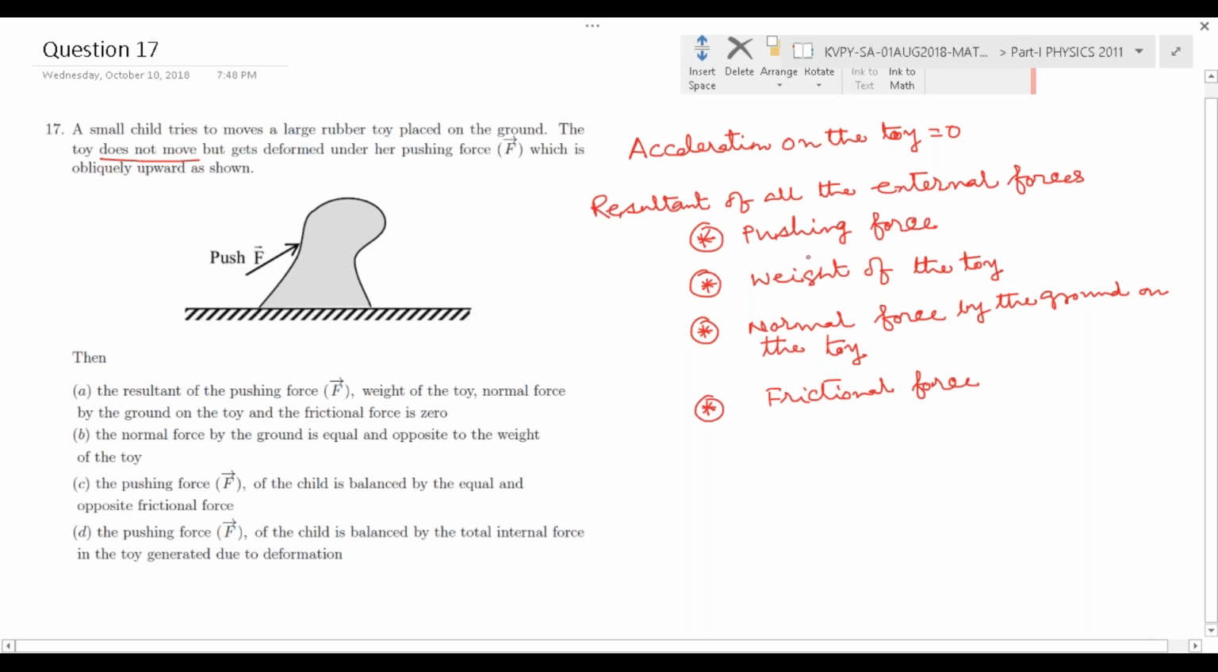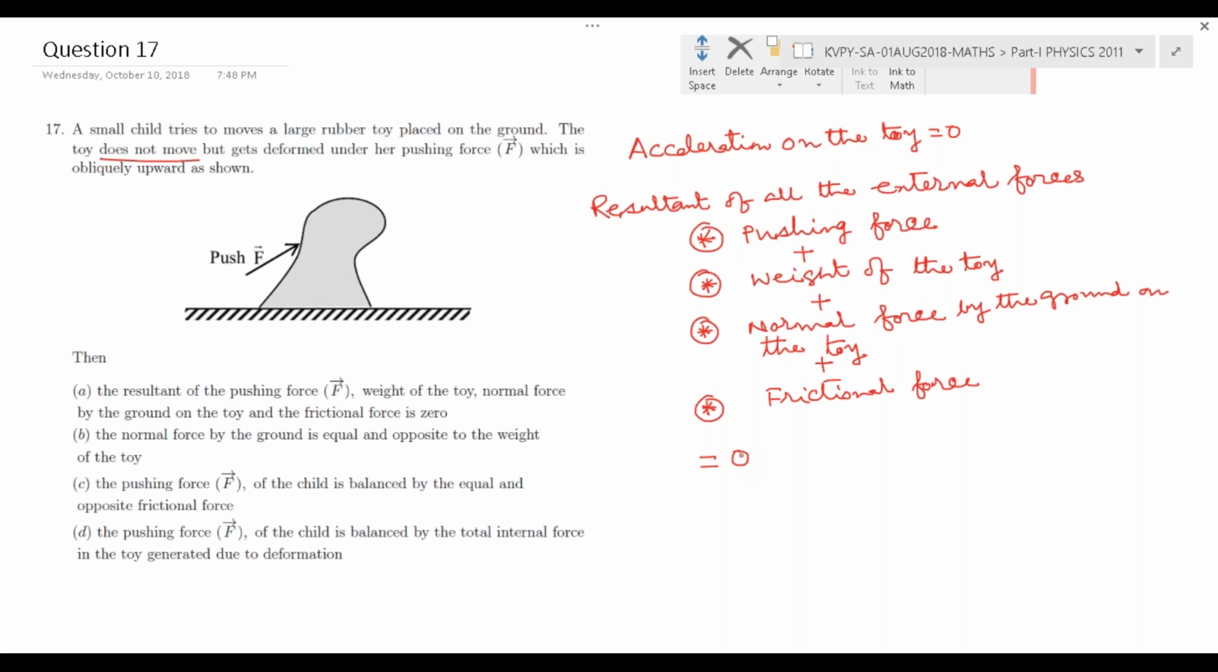If you add up all these four forces, that is going to be 0. That's why the acceleration is 0. The toy is not moving, which means the acceleration on the toy is 0. From Newton's second law of motion, mass into acceleration is equal to the force. As the acceleration is 0 and the mass is not equal to 0, mass into acceleration is obviously 0. That means force is equal to 0.